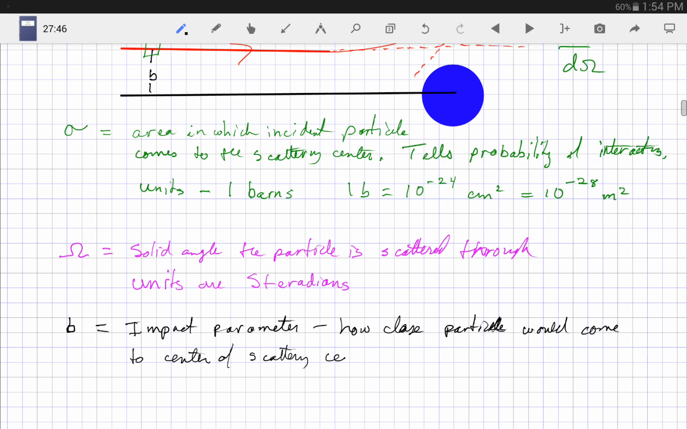The center of scattering center. We call this a scattering center. So the center of it is not the scattering center. The entire thing is the scattering center. So the impact parameter is how close a particle would come to the center of the scattering center if no interaction. That's one way of describing it. Oh, get partial credit. And the units are, I'm just going to put in meters. We didn't talk about the units, but it's units of length, and that's the SI unit.